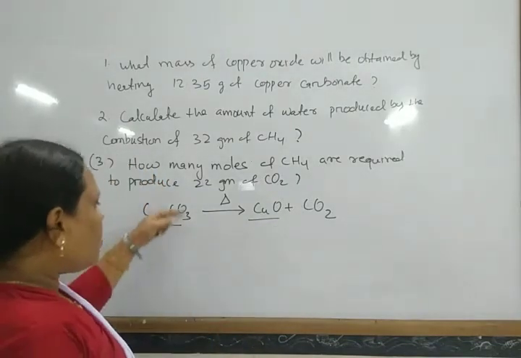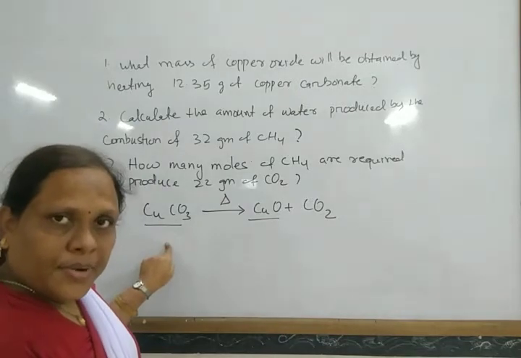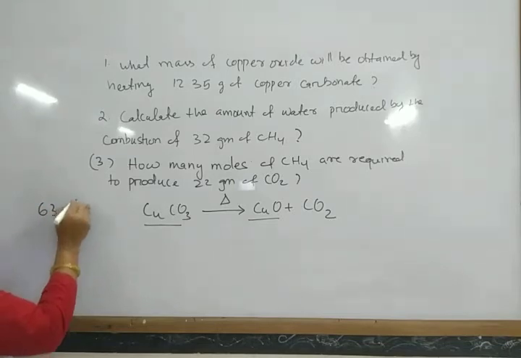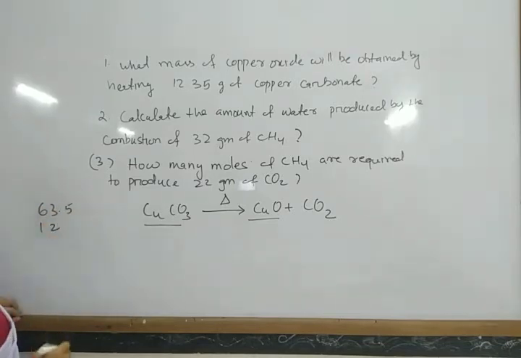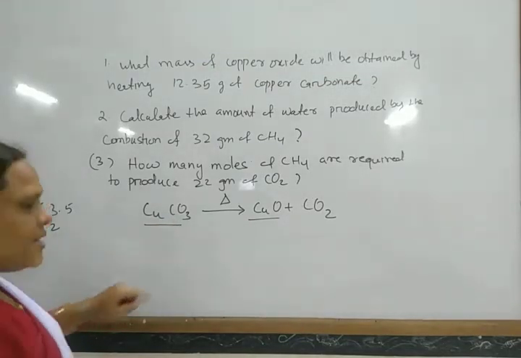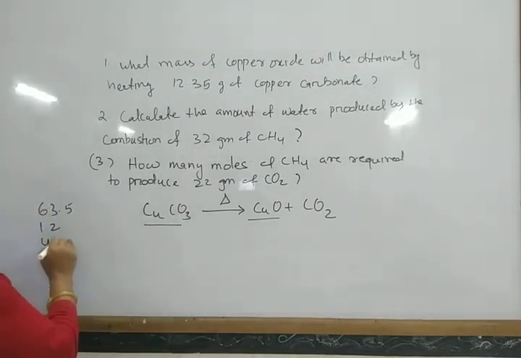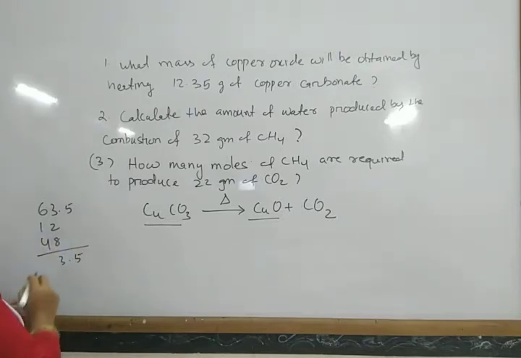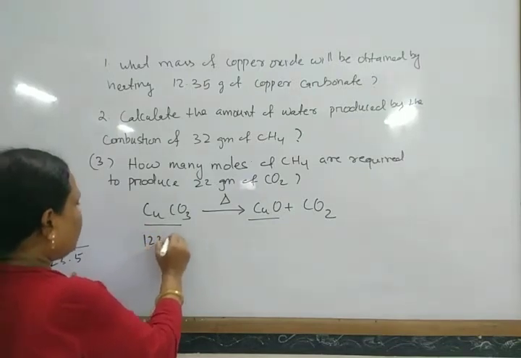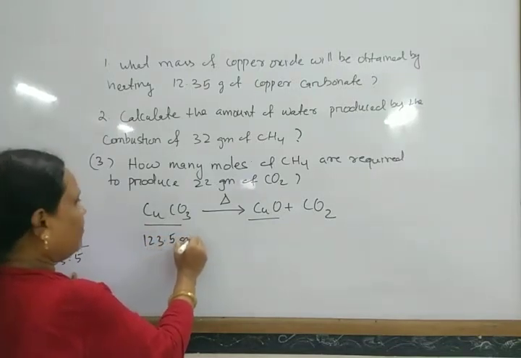Then what is the gram molecular mass of copper carbonate? First find out. Copper has 63.5, carbon 12 and oxygen 16, 3 oxygen, that is 48. So the total is 123.5. So this value is 123.5 gram.